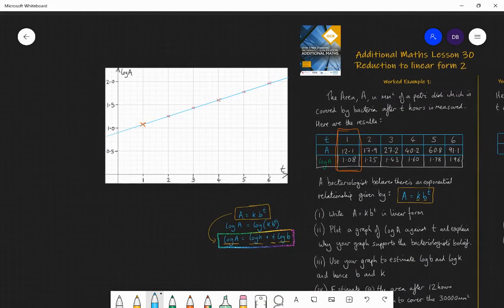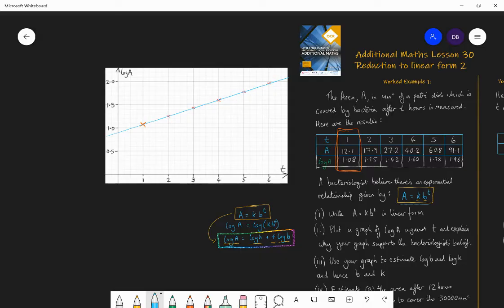And hence part 2, which says explain why your graph supports the bacteriologist's belief. Well, when we plot it with a logarithmic scale, it forms a straight line, and hence it must have been an exponential curve on the original graph. Okay, so it does support the bacteriologist's belief that there is some exponential relationship between A and T.